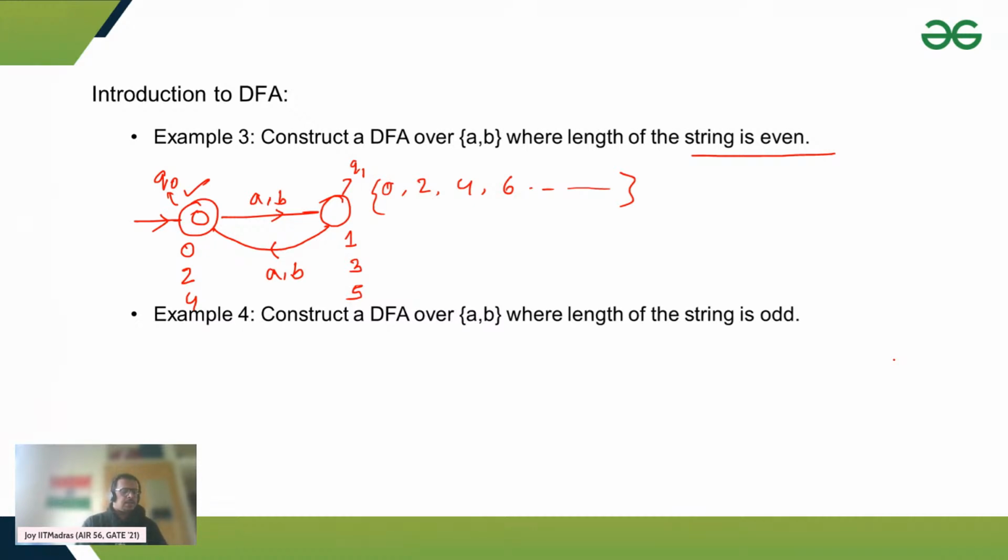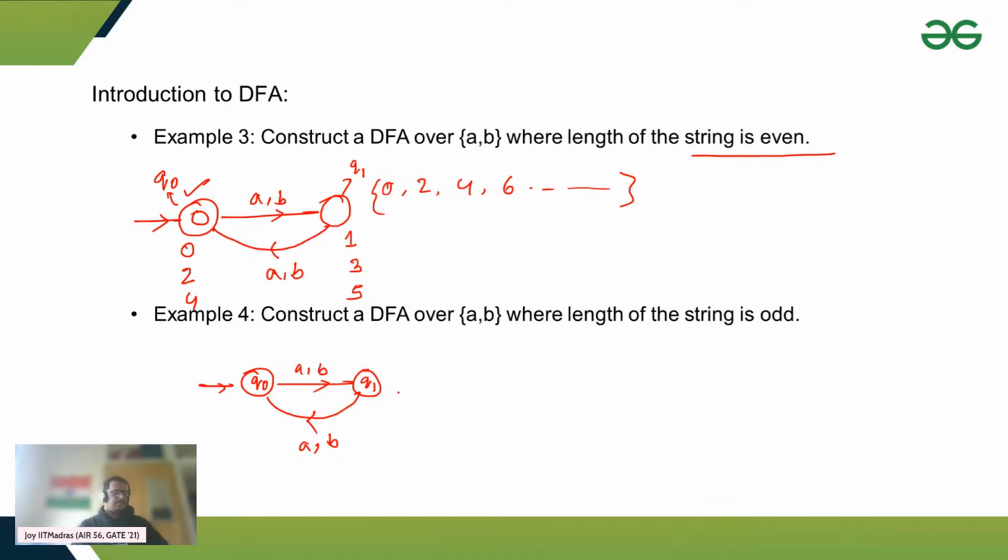Yes, it's a correct comment that for this even length example, the initial and final states are the same. So for example 3, Q0 is the initial state as well as the final state. Now what about example 4? For example 4, we have the same structure. This is Q0, this is Q1. Just tell me which one will be the final state, whether it is Q0 or Q1.